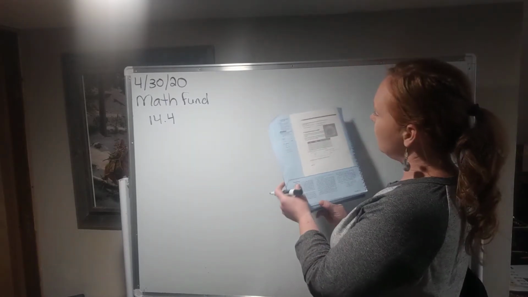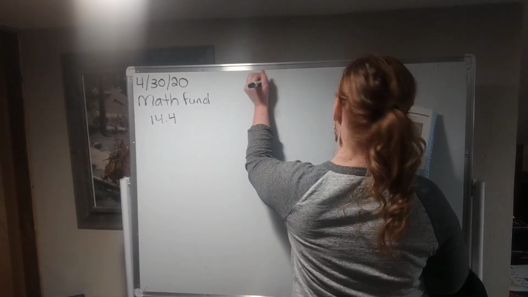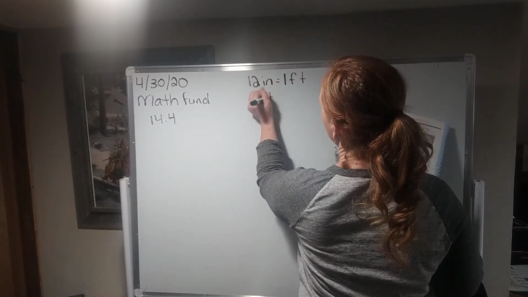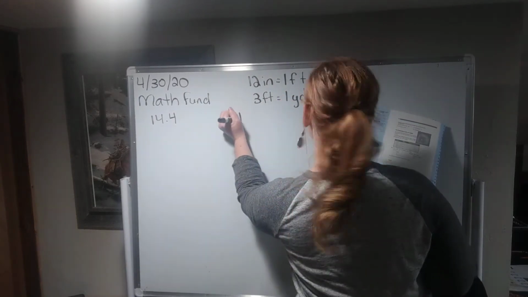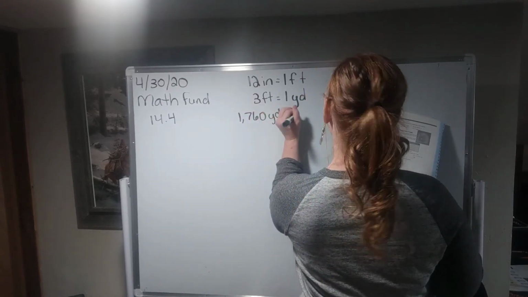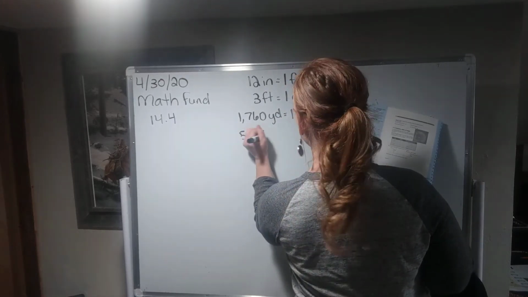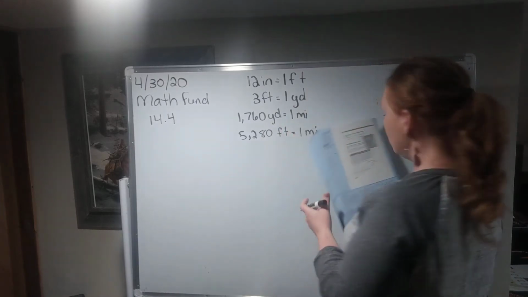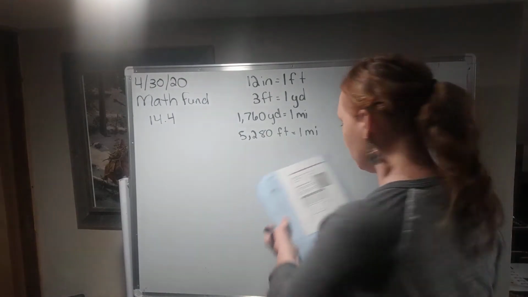So if you look on your page 412, you'll see inches to yards. So there are 12 inches in 1 foot, and there are 3 feet in 1 yard. And I hope you're going, oh yeah, I know these. 1,760 yards in 1 mile, and 5,280 feet in 1 mile. Okay, so we're going to use the same concept that we did yesterday to be able to convert these.